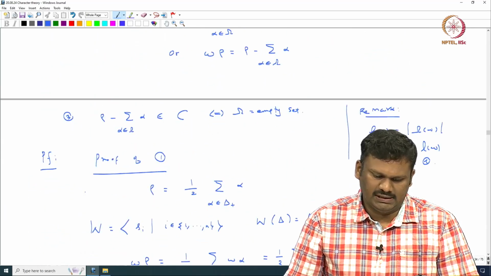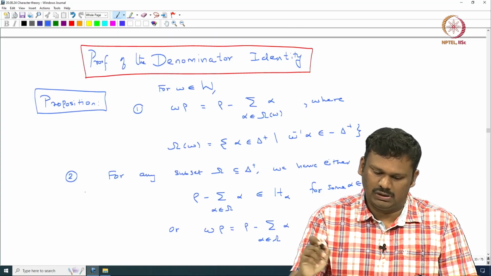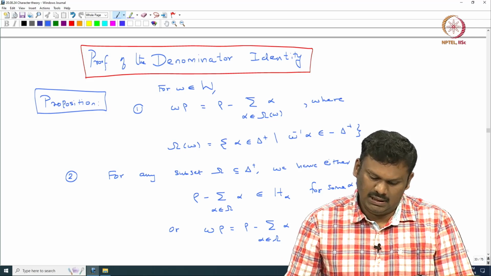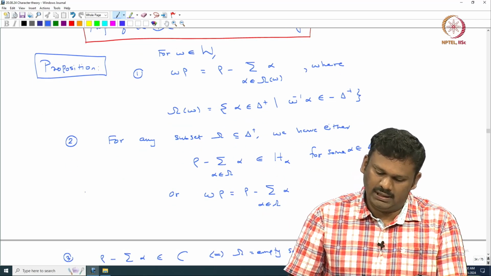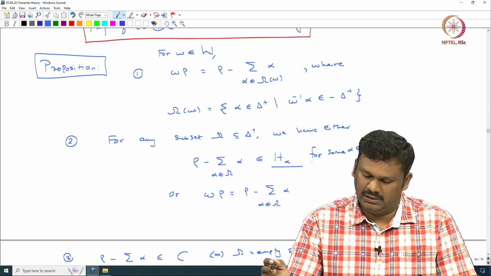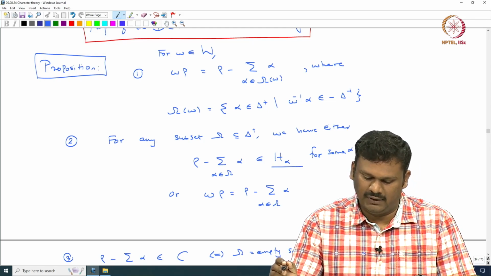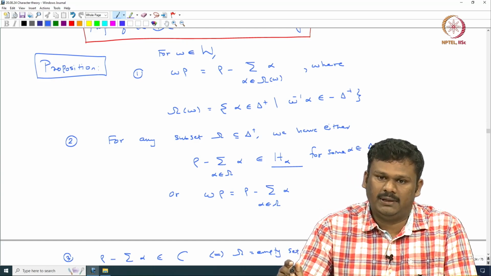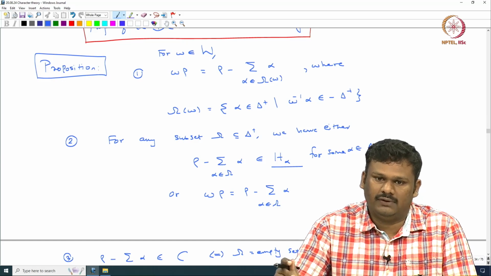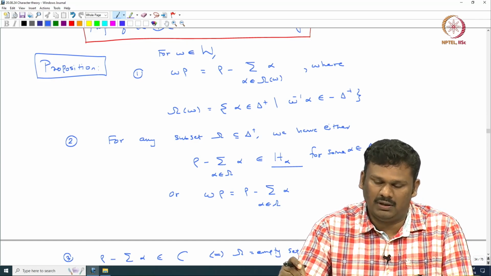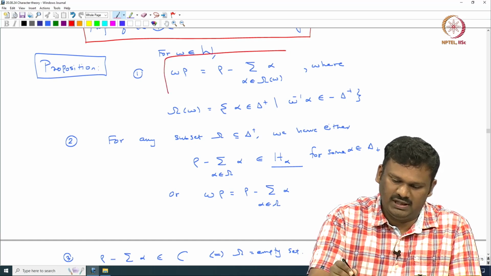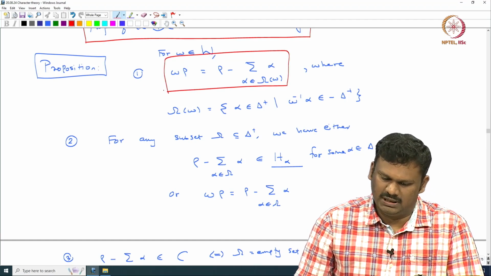So this analyzes the possibilities of the elements rho minus summation alpha, alpha in omega, and we are saying that this element either lies in the reflecting hyperplane H alpha for some alpha, or otherwise it must be of the form W rho. And we also know that when I apply W to rho, it is exactly of the form rho minus summation alpha, alpha comes from omega of W. So this is very explicit, and we are going to use this very explicit information.